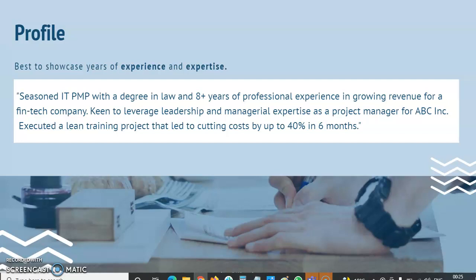Seasoned IT PMP with a degree in law and 8 plus years of professional experience in growing revenue of a company. Keen to leverage leadership and managerial expertise as a project manager for ABC International Corporation. Executed a lean training project that led to cutting cost by up to 40% in 6 months.